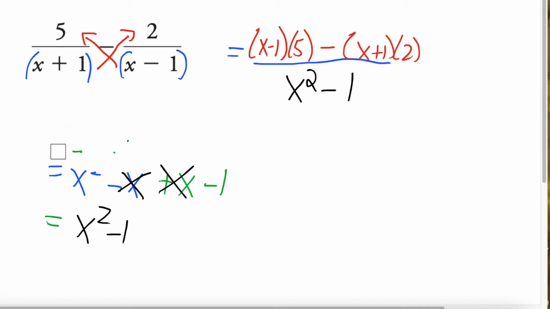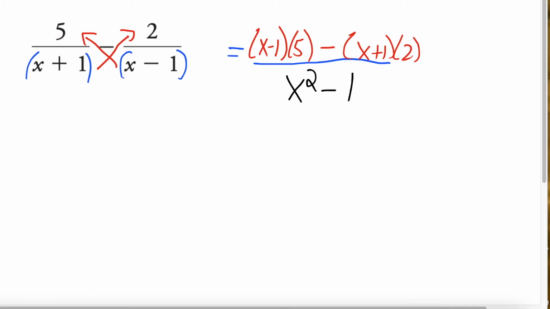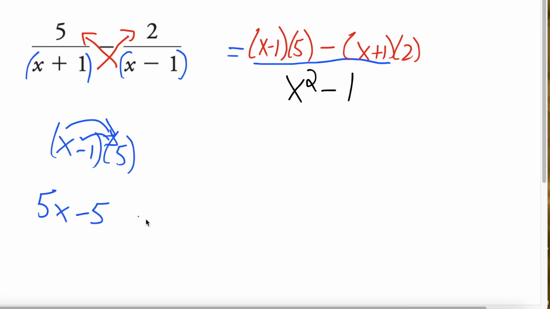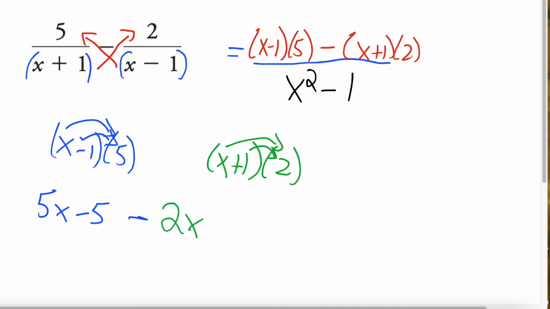Let's just erase this part. So now we have to multiply the top and then fill out the subtraction symbol, right? The way we do that is we do x minus 1 times 5, so we do x times 5, which is 5x, and then negative 1 times 5. So we get 5x minus 5, right? Minus, and then for the second part, we have x plus 1 times 2. So we get x times 2, which is 2x, and then 1 times 2, which is just 2. Right? So this is our equation.